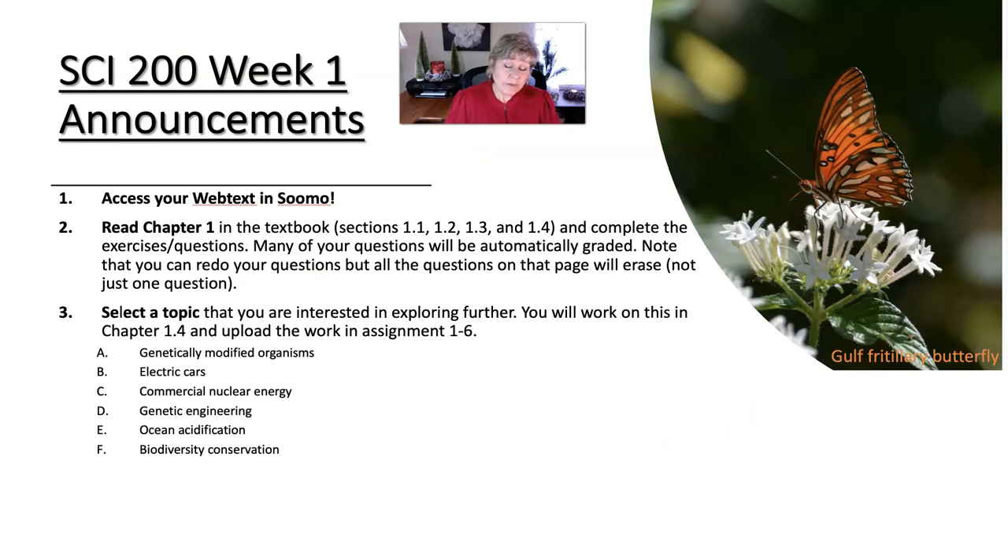All right, so for this first week, you need to get your web text. That is through Sumo. Sumo is the company that produces this web text, and it is very good. So you will access this every single week and complete assignments in the web text, and they are automatically graded. So you start off in chapter 1. There's one chapter per week, just to make it simple. Read chapter 1 and answer all the questions in chapter 1. Those, like I said, get automatically graded and uploaded into Brightspace. I don't do anything with those.